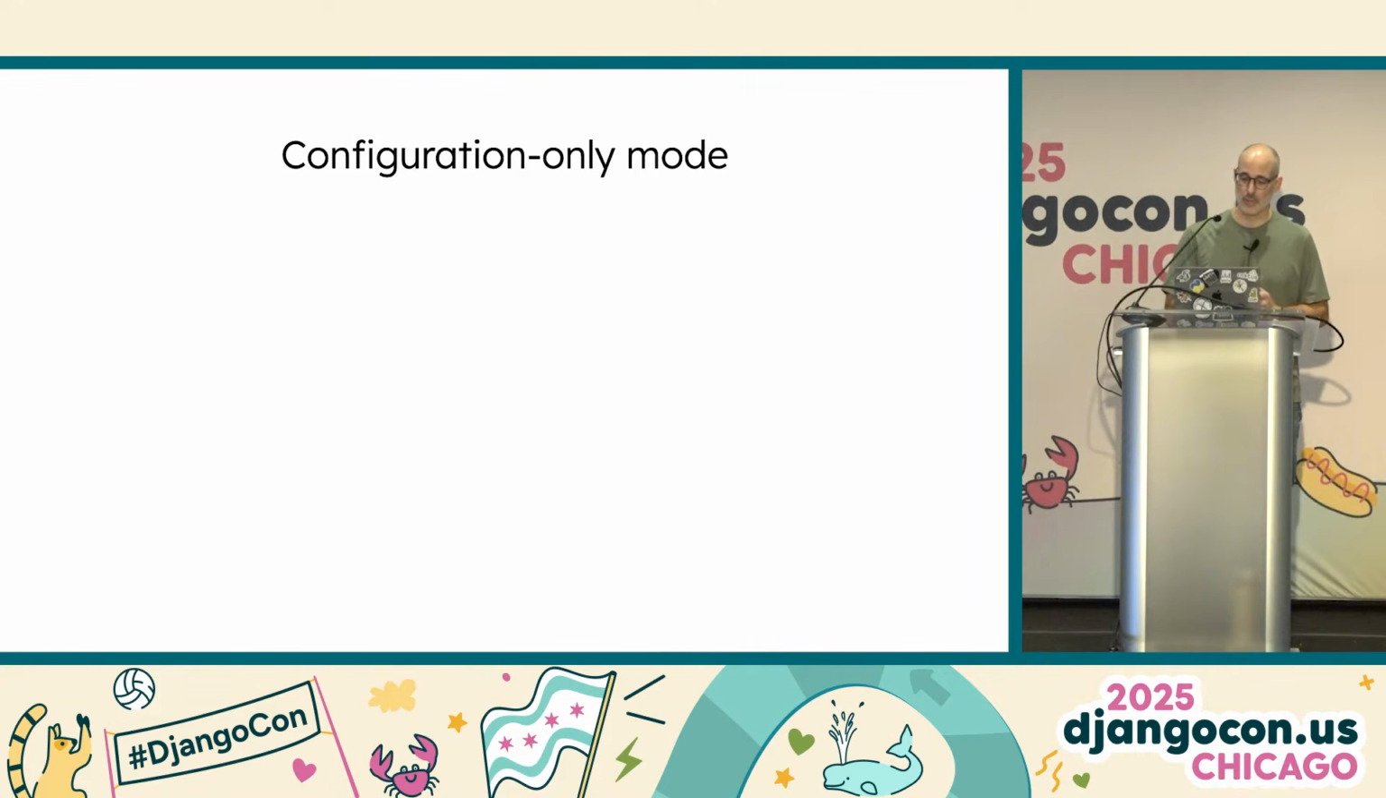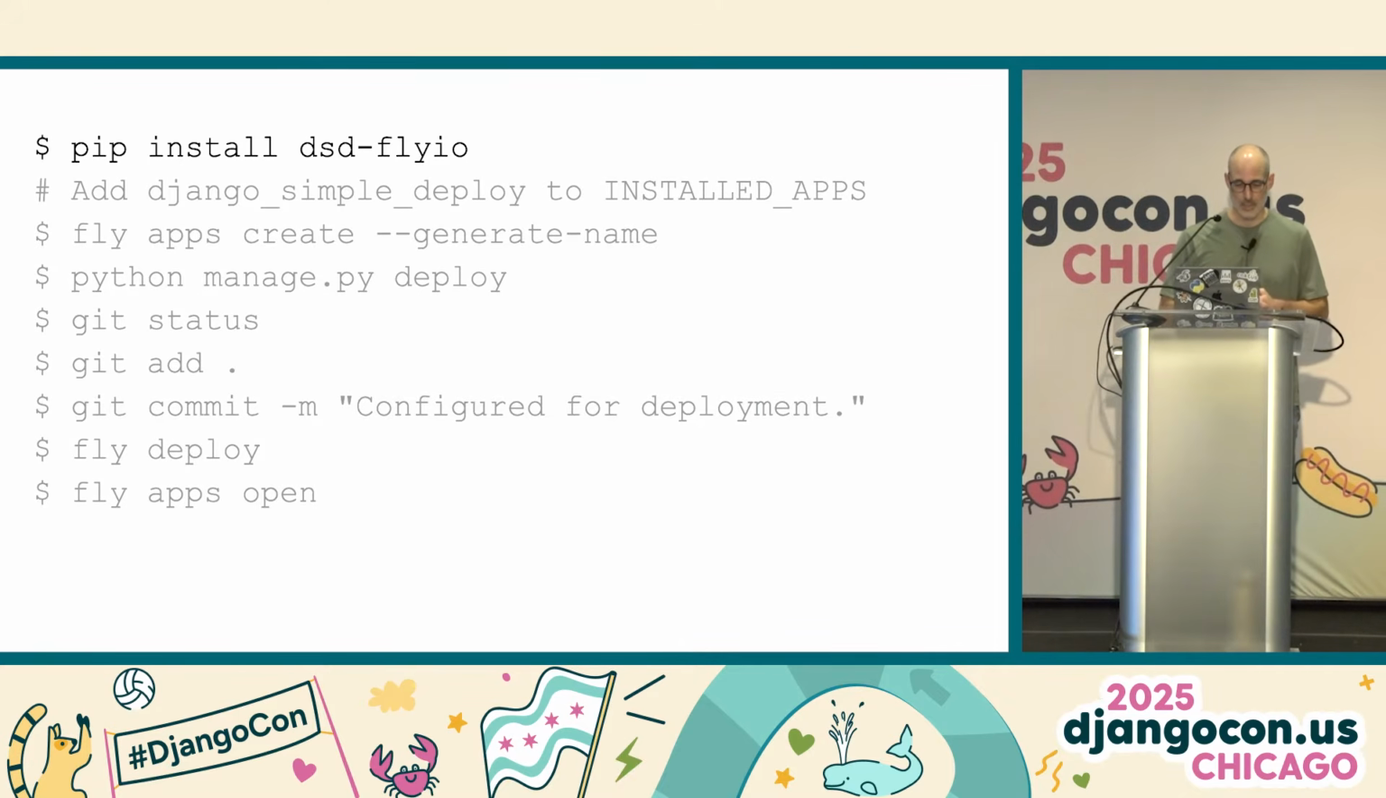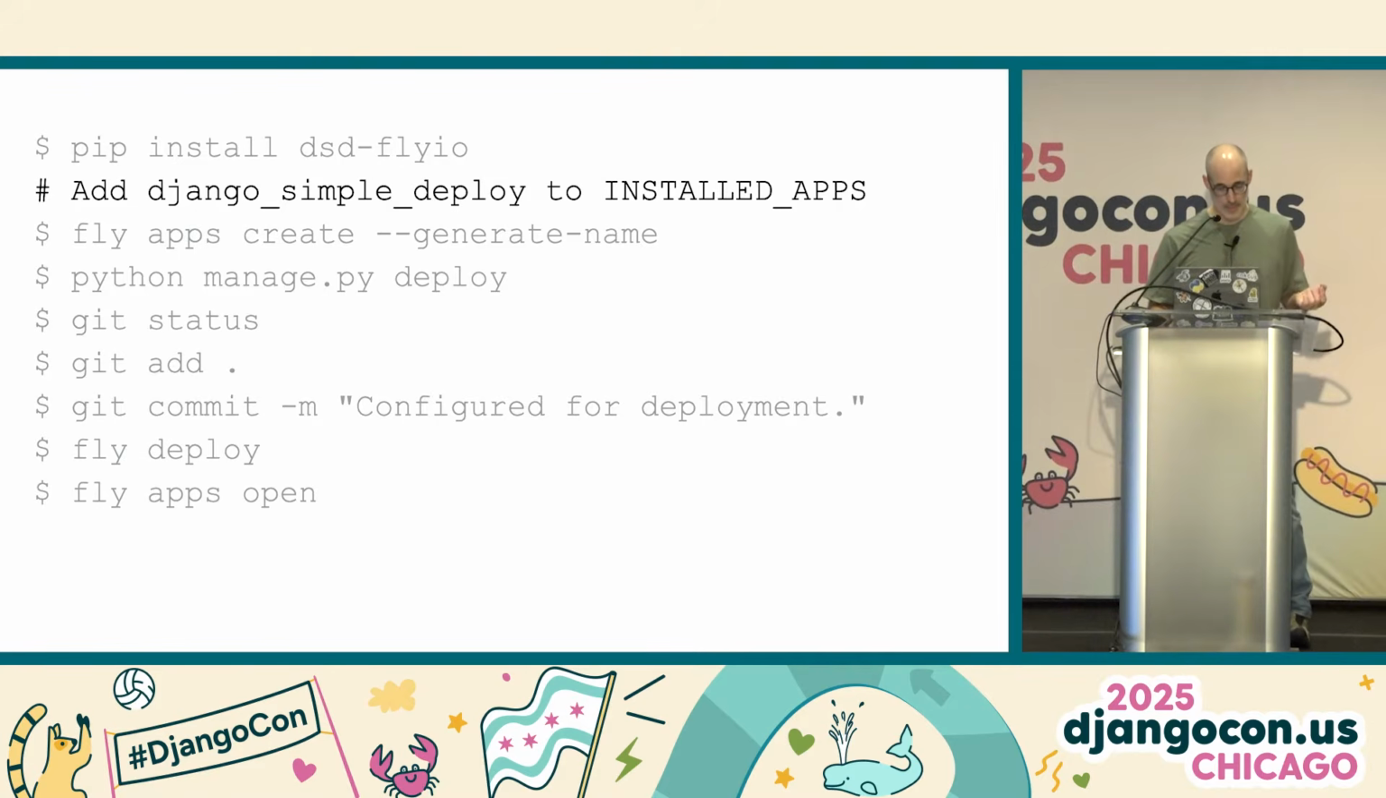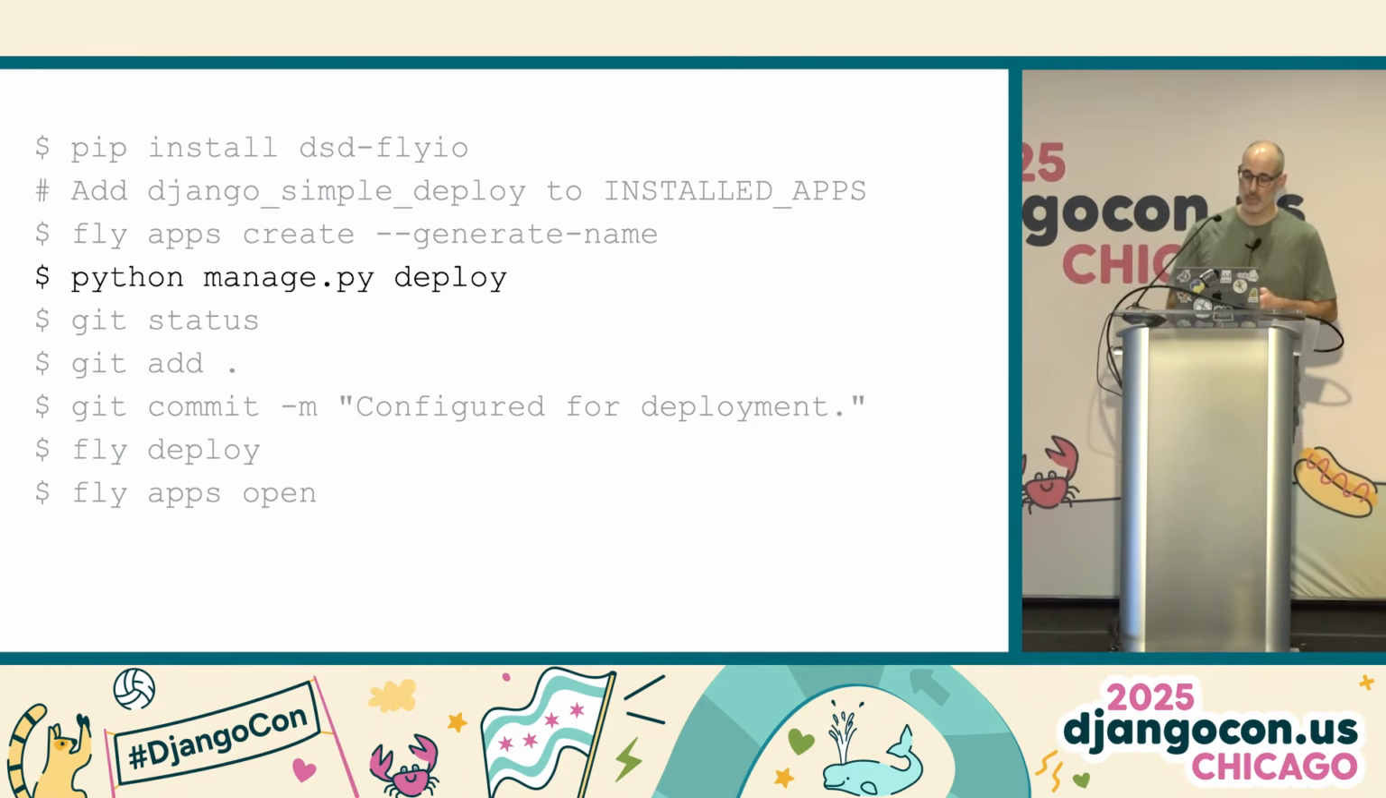If you want more control of the process, there's a slightly longer configuration-only mode. You install a plugin; installing a plugin automatically installs Django-simple-deploy. We add Django-simple-deploy to installed apps, as you saw earlier. You create the external resources needed for deployment on the target platform. In configuration-only mode, the deploy command configures your project for the target platform, but doesn't make any commits or pushes for you. You could take all the time you want to inspect the changes that were made. You can modify the configuration in any way you want.